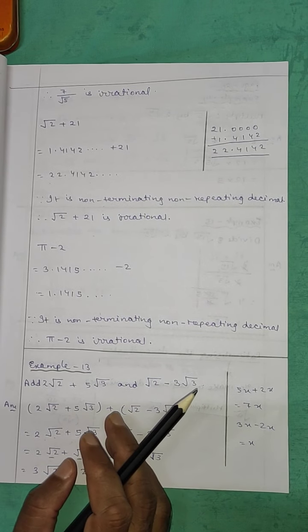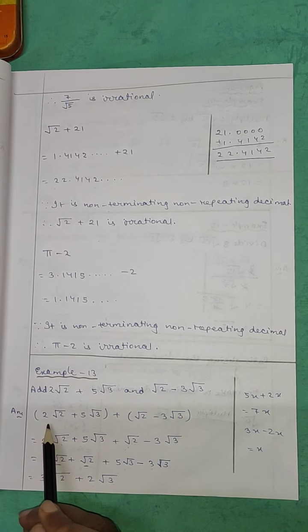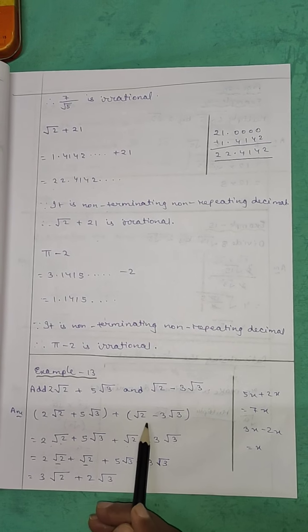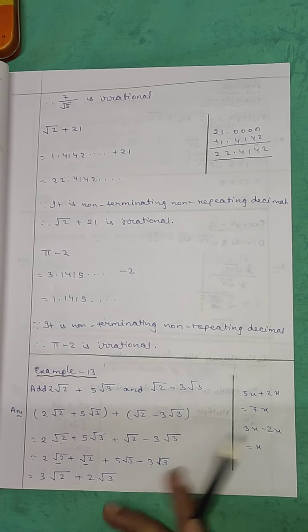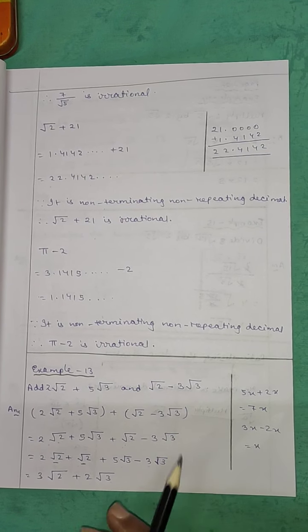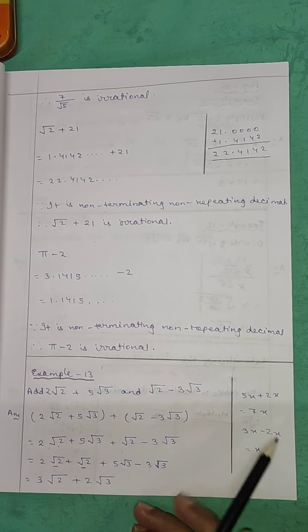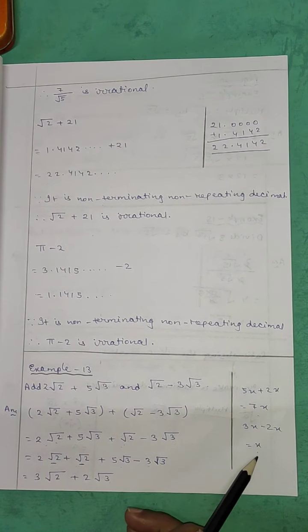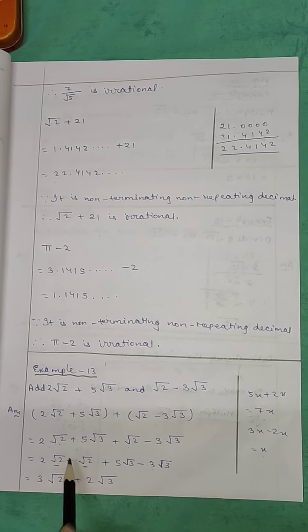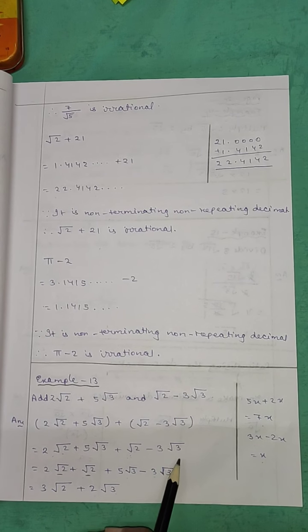Now I will teach you how to add these two. First one, 2 root 2 plus 5 root 3 plus root 2 minus 3 root 3. Cover with a bracket first, then open the bracket. Just like algebra, 5x plus 2x gets 7x, 3x minus 2x gets x. Like terms can be added, can be subtracted. Same thing here. If the under root number is same, then it can be added. It can be subtracted also.